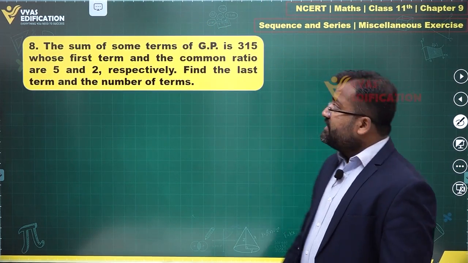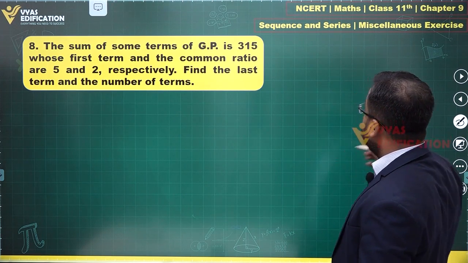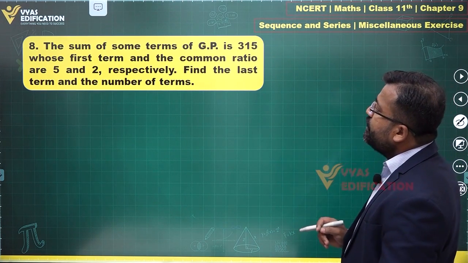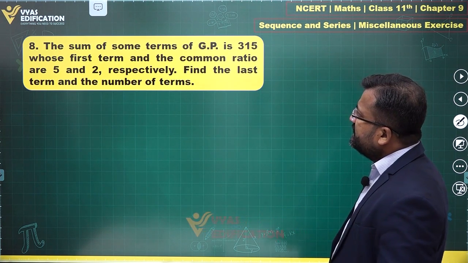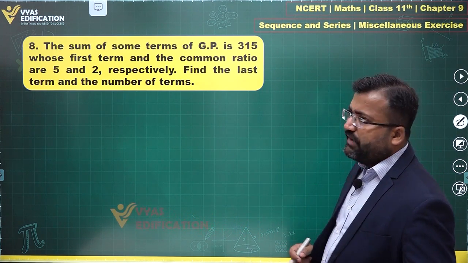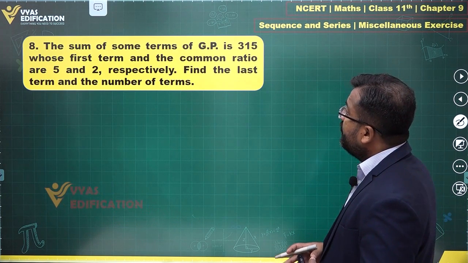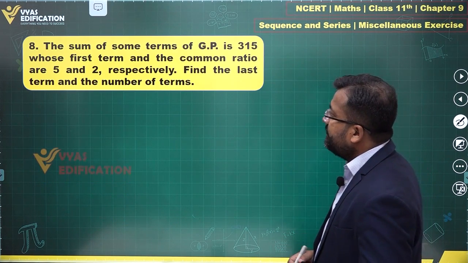Question number 8 says the sum of some terms of a GP is 315, whose first term and the common ratio are 5 and 2 respectively. The sum of some terms of a GP is 315, right? It's not given how many terms. First term and the common ratio are given. Find the last term and the number of terms.